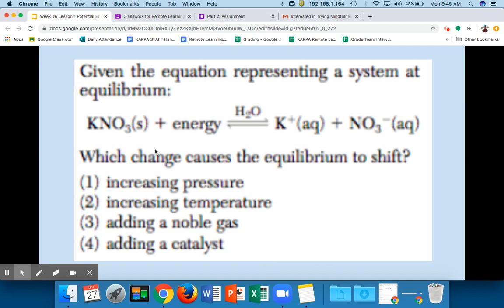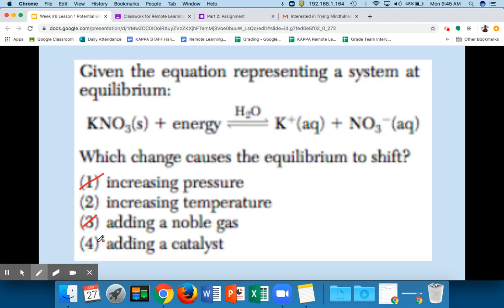Okay, and last one. Given the equation representing a system at equilibrium, which change causes the equilibrium to shift? 1, increasing pressure, 2, increasing temperature, 3, adding a noble gas, or 4, adding a catalyst. So I think we can agree it's not 3. It's probably also not increasing pressure. We haven't really discussed that.